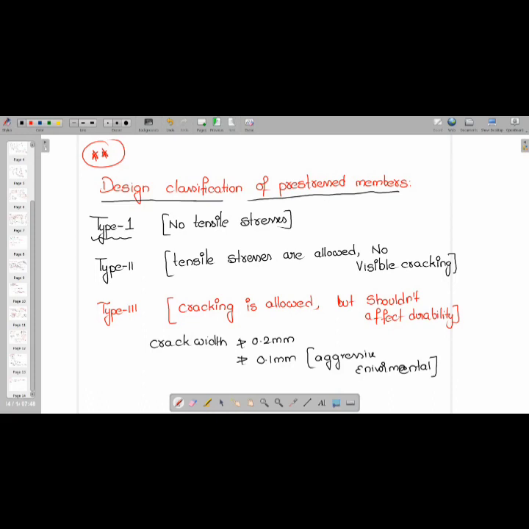What is type 1, sir? No tensile stresses. Type 2 is tensile stresses are allowed and no visible cracking. And type 3 is cracking is allowed but should not affect the durability. So these are the design classifications of prestressed members.